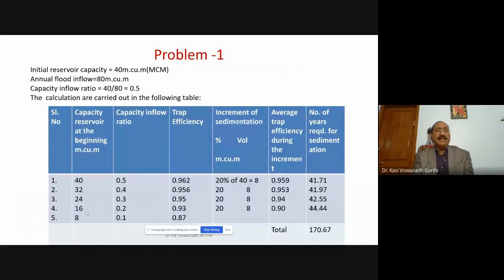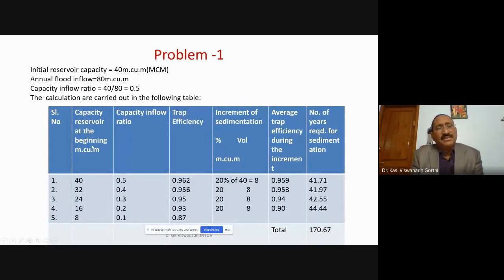So you can see here the initial capacity of the reservoir is given as 40 million cubic meters, MCM. Annual flood inflow is 80 million cubic meters. Then the capacity inflow ratio, capacity by inflow: capacity is 40, inflow is 80. 40 by 80 is 0.5. Capacity inflow ratio is 0.5. So the calculations are given here.